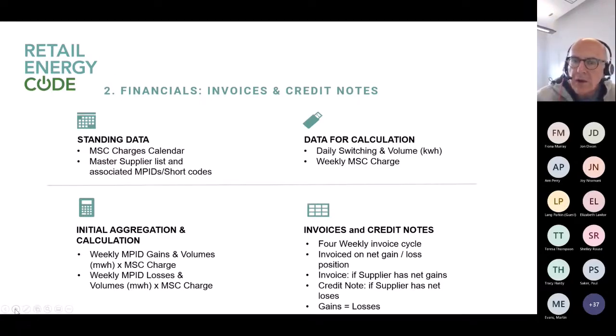As I said, we'll run it on a 4 weekly invoicing cycle. It'll be invoiced on the basis of net gains or losses. Invoice if you have net gains, credit notes if you have losses. In any billing period, the gains should equal the losses. So RECO will issue invoices to the same value as it will issue credit notes.